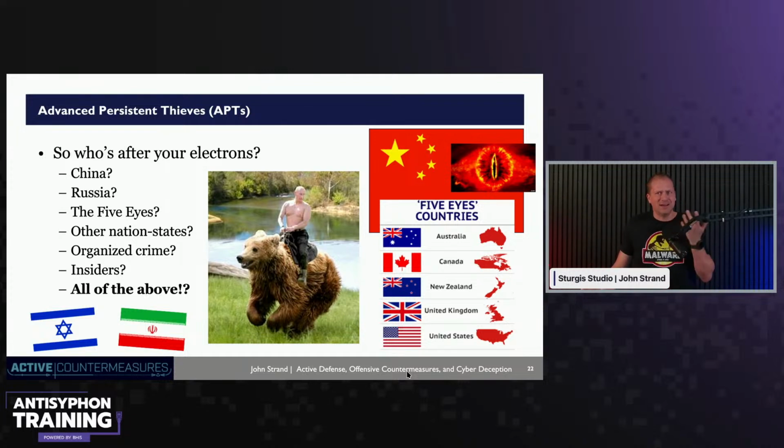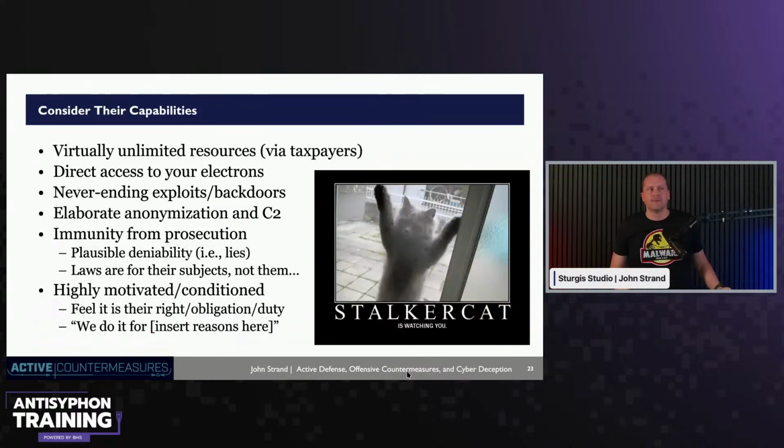Ooh, nice. But if you're looking at these organizations, whether it's China, Russia, the United States, Australia, New Zealand, whoever it is, Israel, I don't care, Iran, when you're thinking about these countries, I've got a question for you. Their capabilities are virtually unlimited when it comes to money. Many of these countries have direct access to your electrons through supply chain attacks.